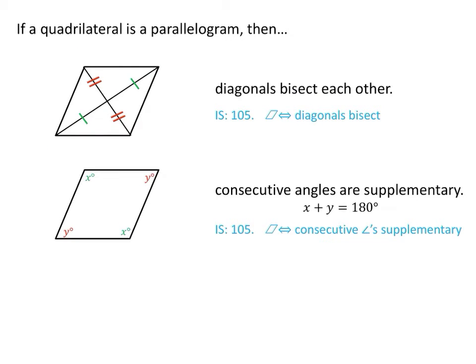So our final two properties state that if a quadrilateral is a parallelogram, then diagonals bisect each other. So this diagonal bisecting this diagonal means that we have two congruent segments on each of the diagonals. And then consecutive angles are supplementary means that any consecutive angles are 180 degrees together. You can pick any two consecutive angles in the picture. So all the way around your shape, x plus y will equal 180 degrees.